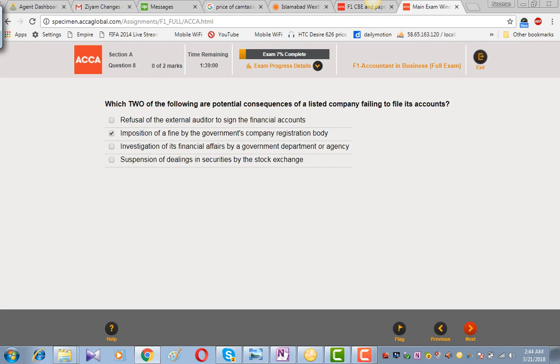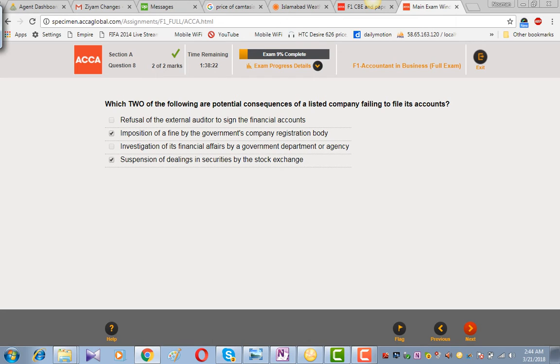Number 4 is suspension of dealings in securities by the stock exchange. That can be a problem, because listed companies are listed on the stock exchange, and your securities can face a delay, so there can be suspension. And I think these two are both right answers. If I have not selected option 4, then the examiner will not give me full marks. The examiner will only give me full marks if I select both options.